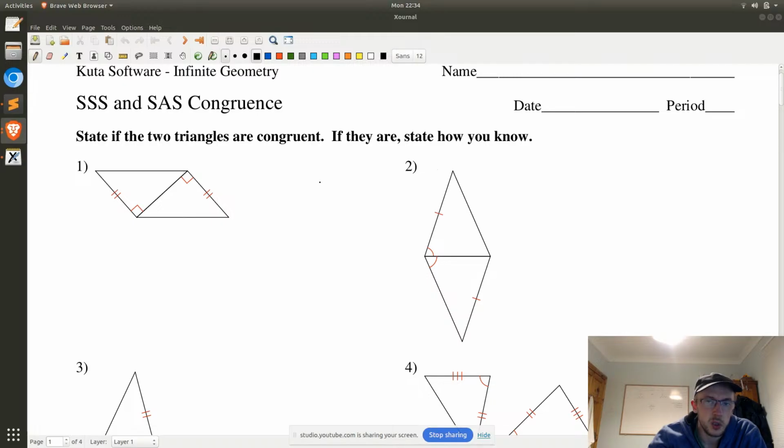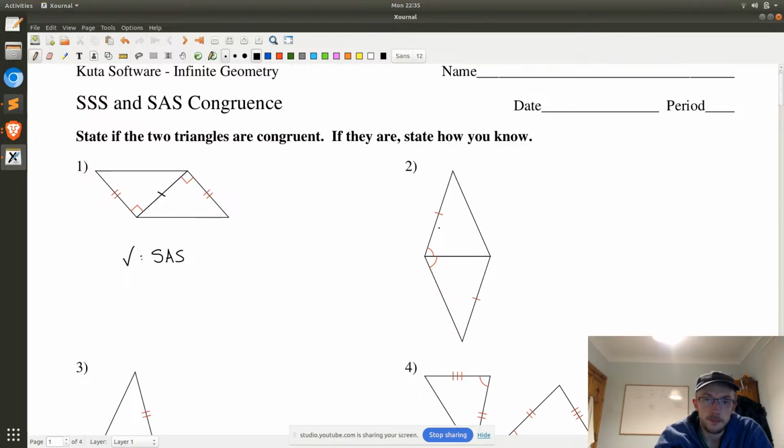Now, state if the two triangles are congruent. They may be, they may not be. And if they are, state how you know. Okay, so this isn't territory I'm experienced with, so I must check every two. So I believe that these are congruent. And the reason why is the side angle side theorem. Side, angle, side, side, angle, side.